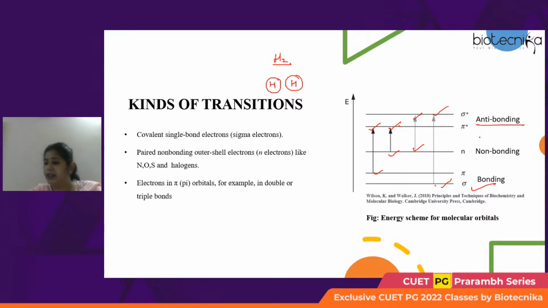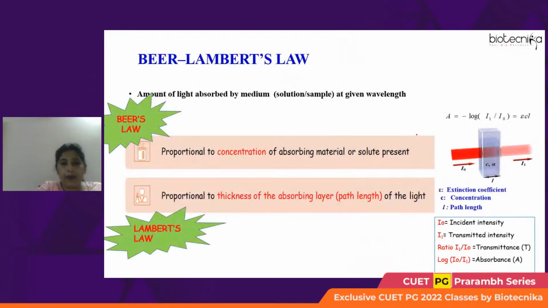Okay. And if you have any other question, you can post right now. Fine. So here, this is the energy scheme of molecular orbitals that you have to remember. And another very important topic associated with spectroscopy is Beer-Lambert's law.